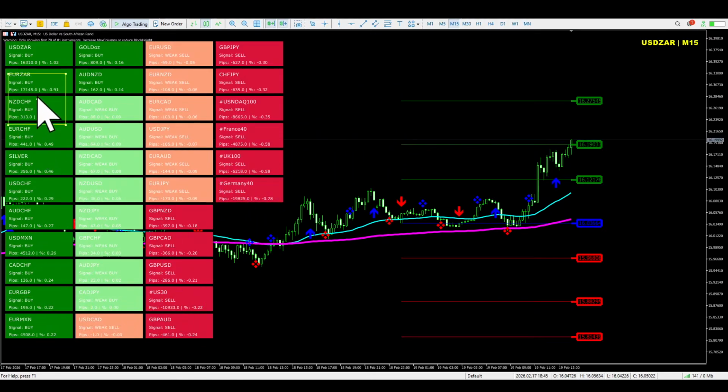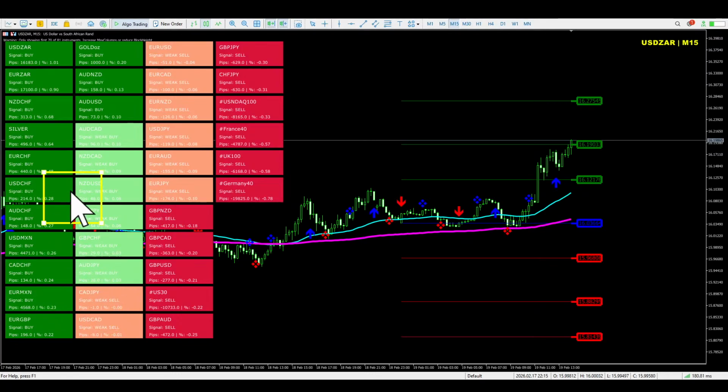So number one, on the top left, you have the market scanner. This dashboard right here, this is the market scanner, okay? Just hold on, let me make this thicker so you guys can see. All right, so on the top left, that's the market scanner.